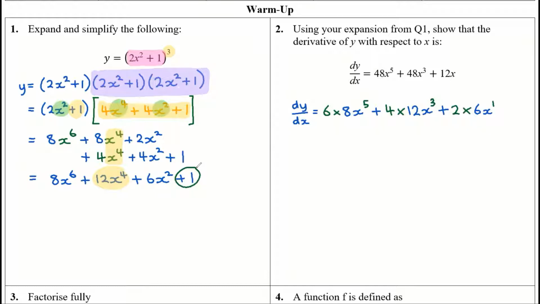Right, so let's see if this works. It's just a case of multiplying together. 6 8s are of course 48, x to the power 5. 4 times 12 is again 48, x cubed, and 2 lots of 6 is of course 12, so that's 12x. So that seems to check out, doesn't it? It looks like we've expanded successfully and we've differentiated successfully. Everything seems to follow.